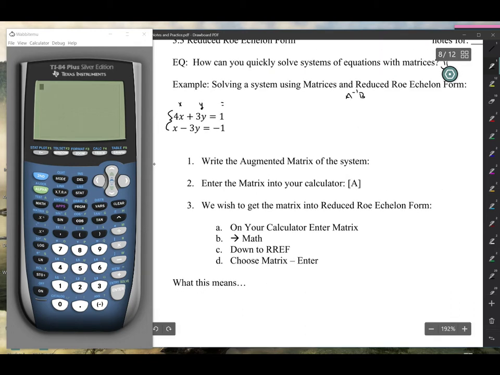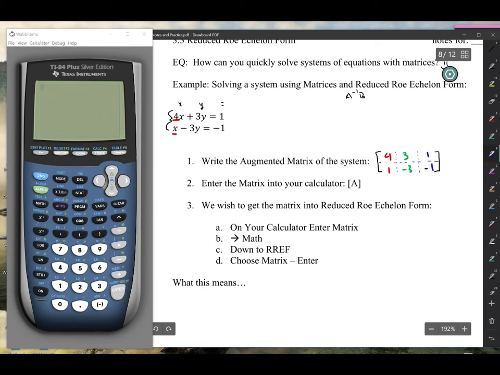Just like we did before, we're going to make a new matrix. This time, we're going to make it a 2 by 3 matrix. We're going to put everything into one matrix. Now, these are the coefficients again, so 4 and 1, and 3 and negative 3. And in the same matrix, we're going to put that 1 and negative 1.